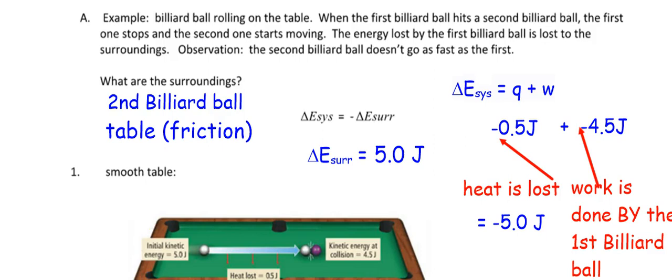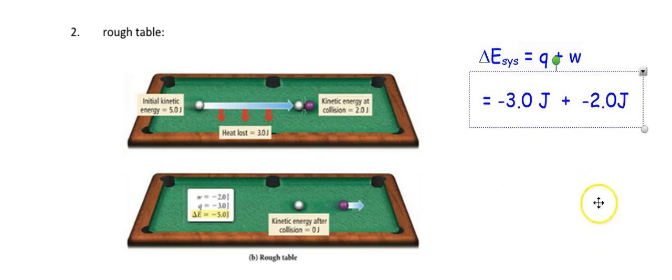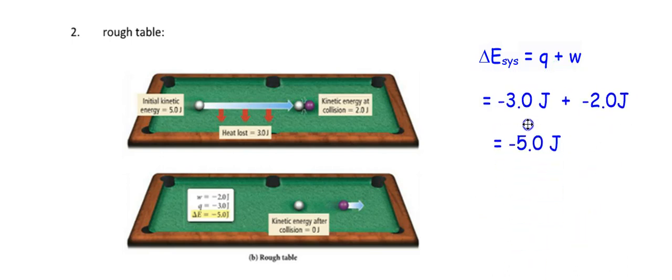So what do you think is going to happen when we get to a rough table? Let's check this out. So we have a rough table. The coefficient of friction here is a little bit higher, isn't it? So your heat lost is 3, right? Your work done, that means the energy at collision is going to be 2, but that means that your surroundings gained that much energy. If the surroundings gained, your system lost, right? So here we go, and what happens? You still get -5, no matter what, right?